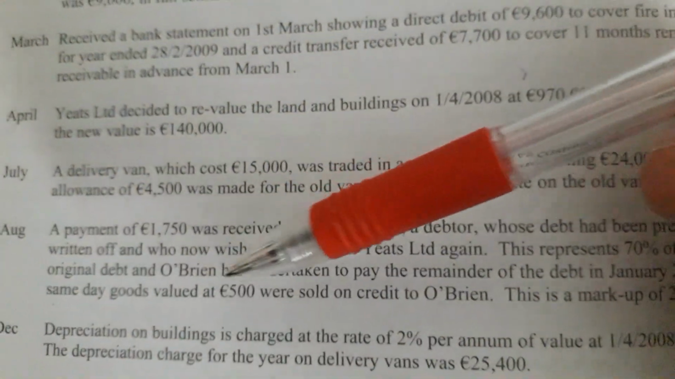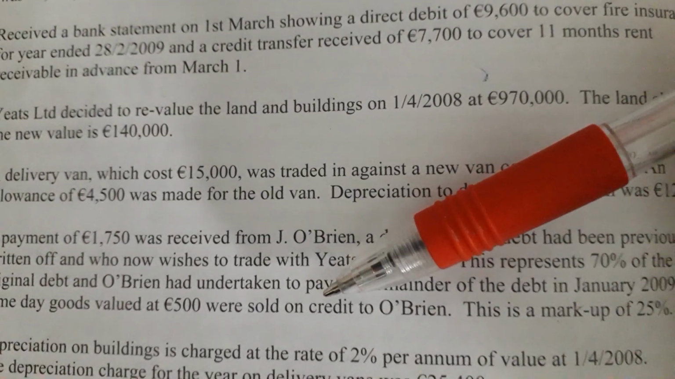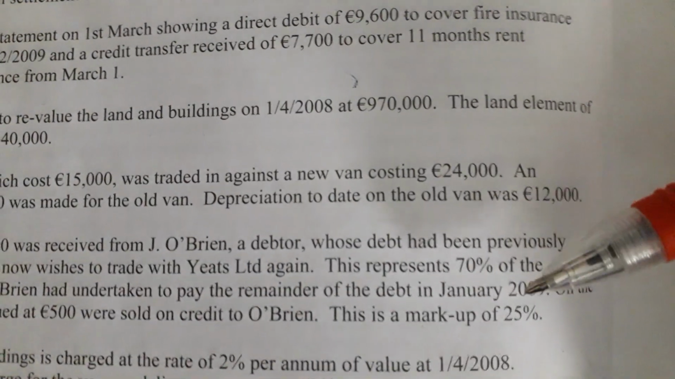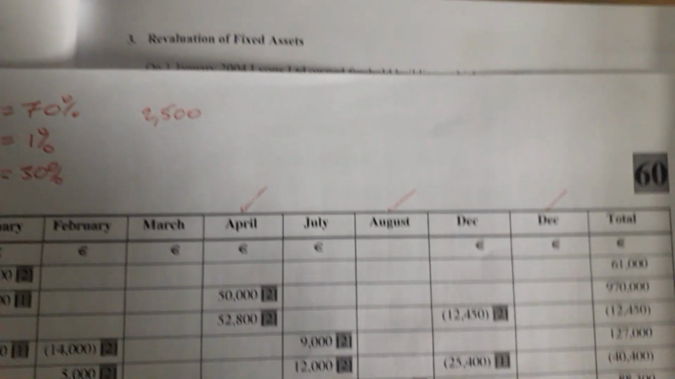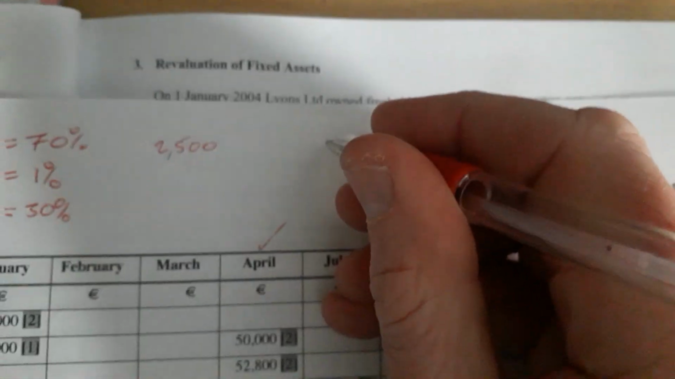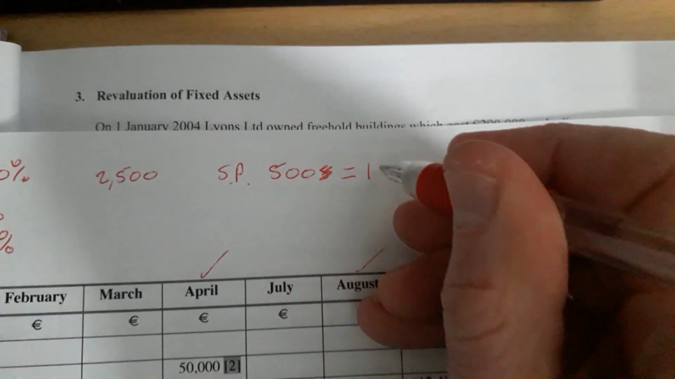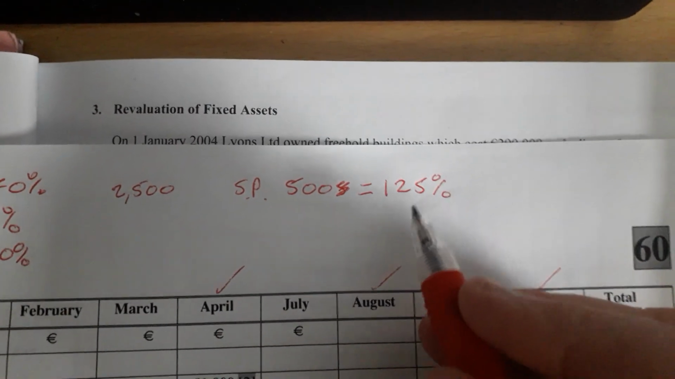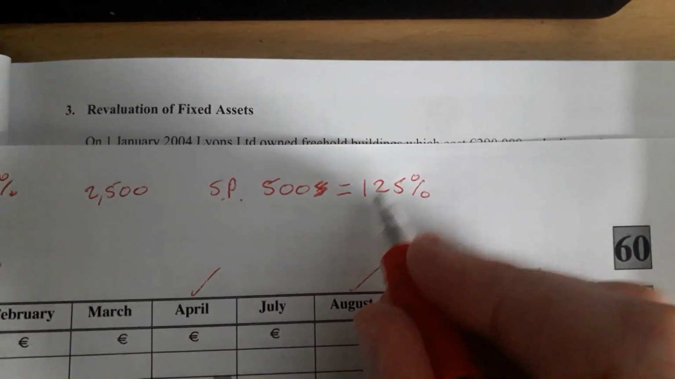But now we must take the second part of the question, where it says, on the same day, the goods valued at 500 euros were sold on credit to O'Brien. So we sold more goods on credit, so O'Brien didn't pay us yet. We sold them for 500, but that's a markup of 25%. Now, a markup of 25% means that we sold them for 125% of the cost price. So that 500 euros selling price that we sold the goods for is the same as 125% of the cost price, because a markup is cost plus a certain percent.